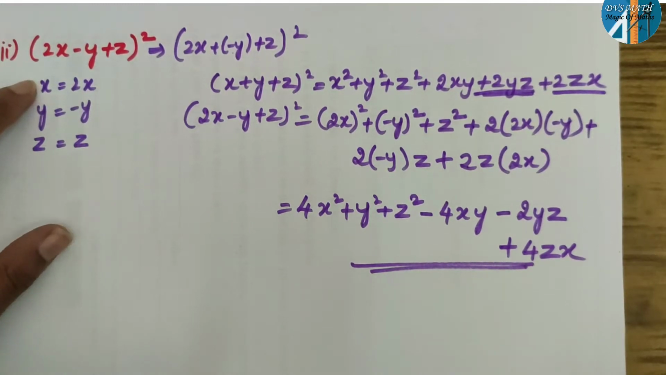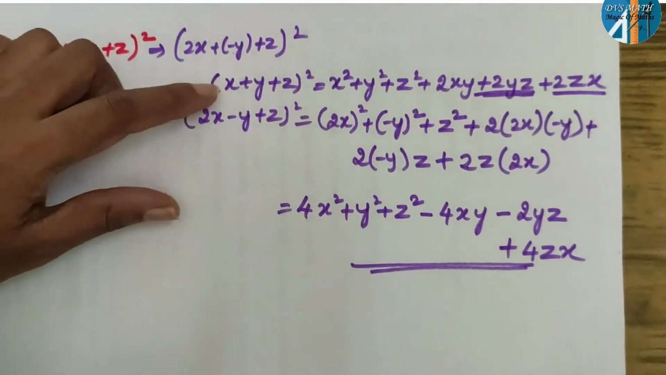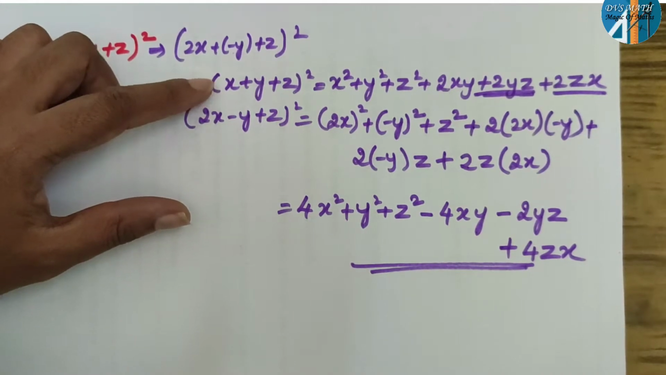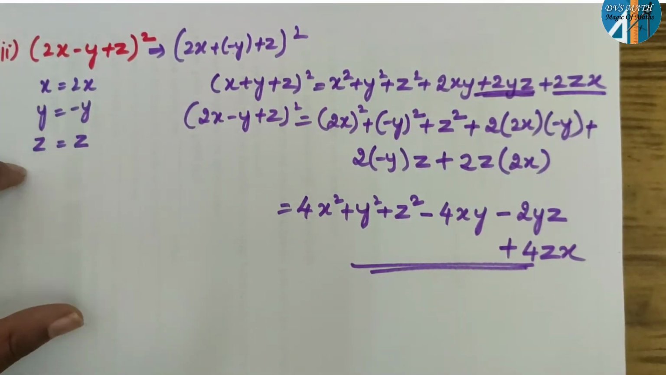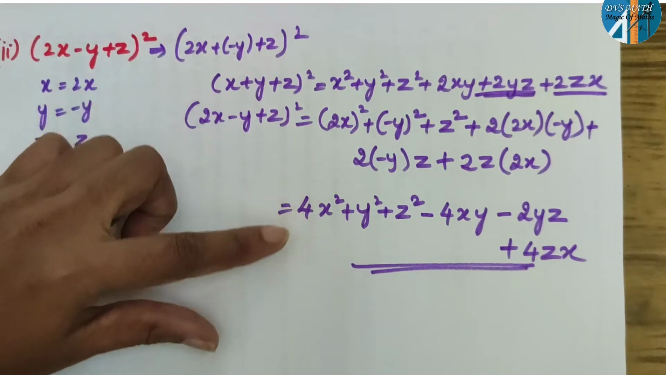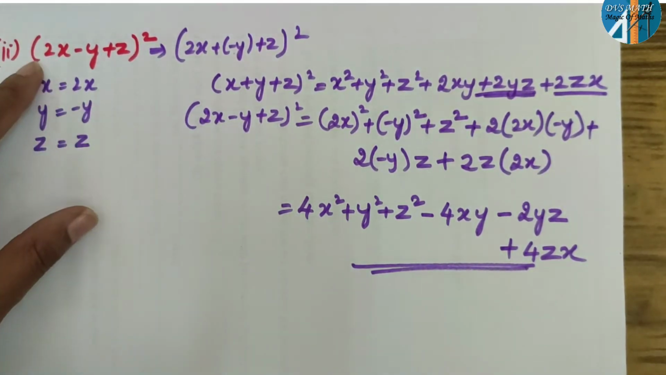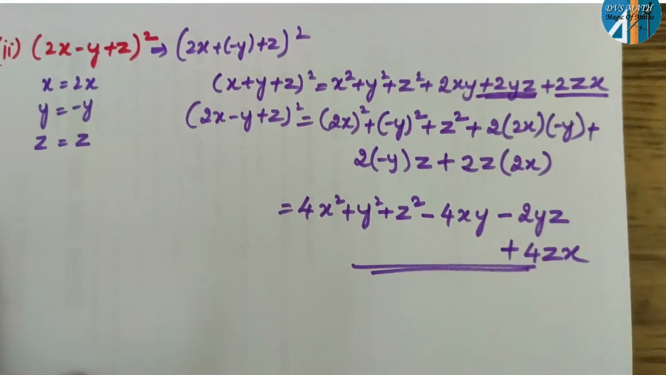Here this is very simple. The question number 4 is related to the x plus y plus z whole square identity. Take x, y, z which are given and substitute it, simplify it, you will get the expanded form of the given question. So let's move on to the sub question 3.